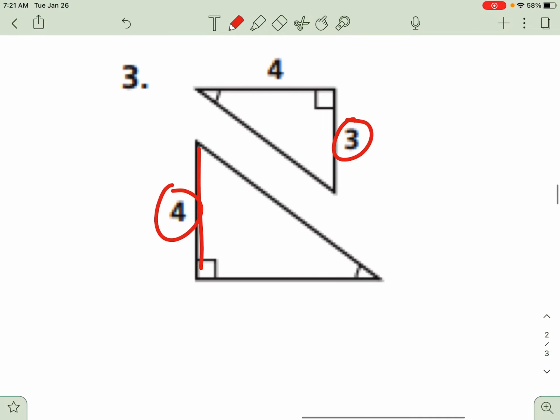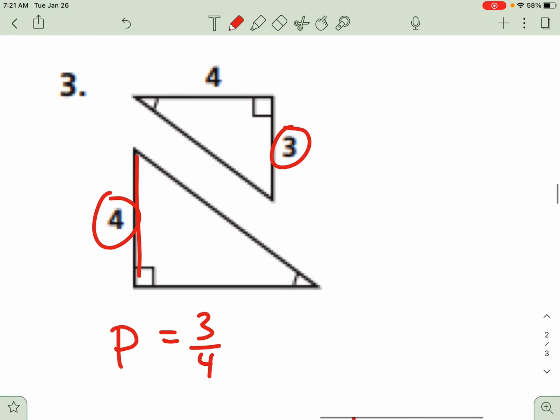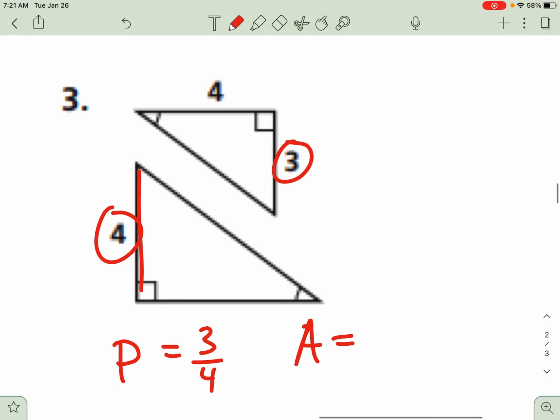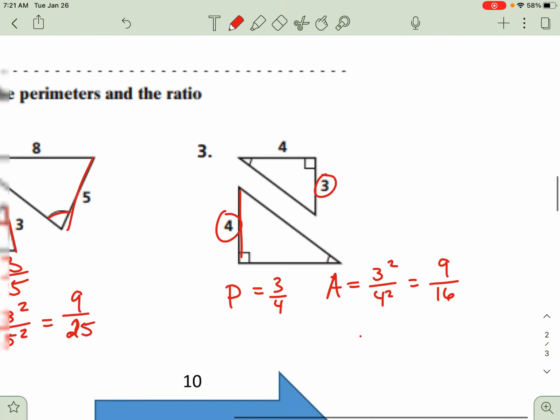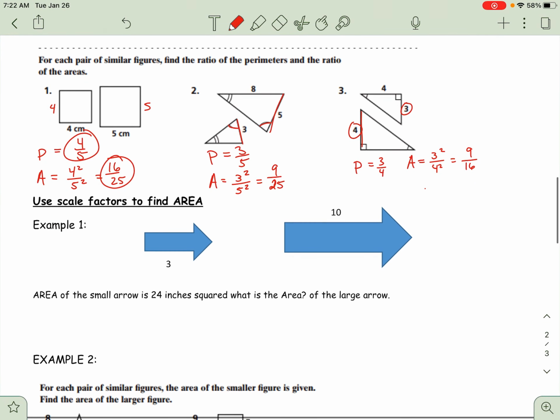Same thing here. Find the side that goes together. It looks like 4 and it looks like 3. So the perimeter ratio would be 3/4, whereas for the area, take that small side, which is 3, and square it. Take the big side, which is 4, and square it. And so the ratio of this area would be 9/16.